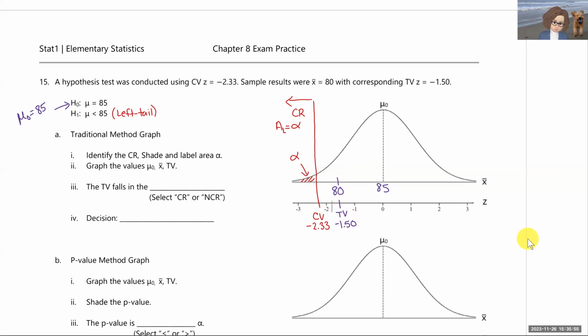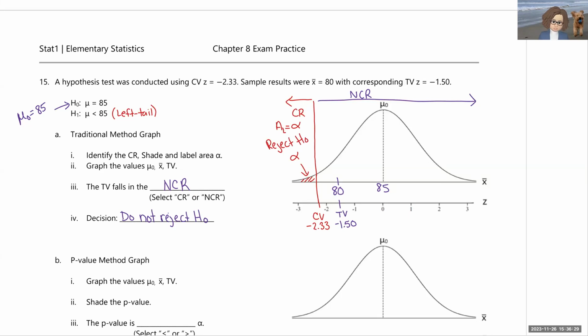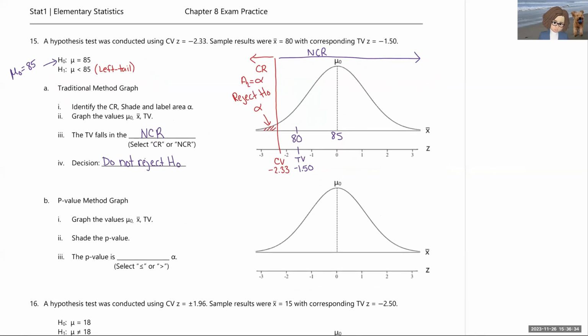All right, and I can see then that my test value is not in the critical region, so it's in the non-critical region. And you can label that if you would like. And when our test value is not in the critical region, we do not reject the null hypothesis. All right, you could even add here on your picture, it shows this on the roadmap, you only reject H0 if your test value makes it into the critical region.